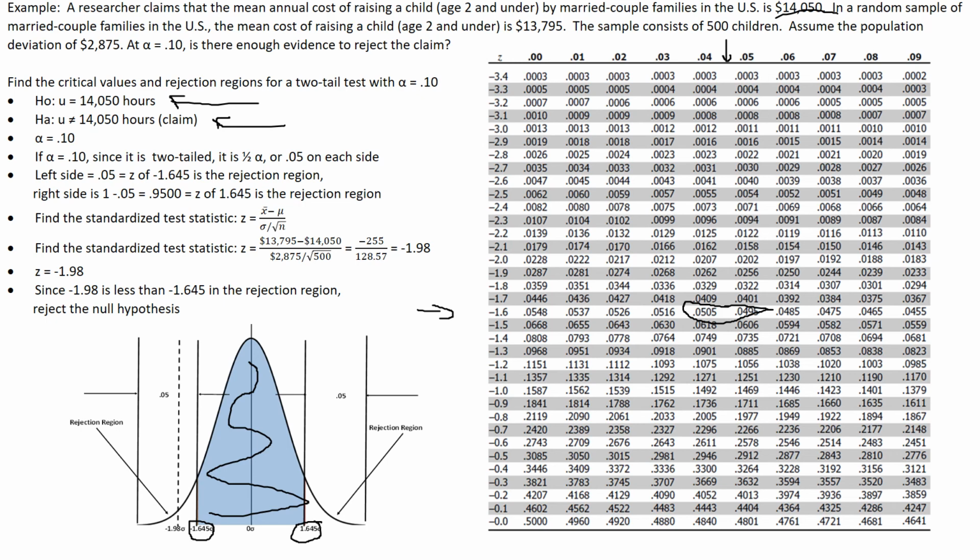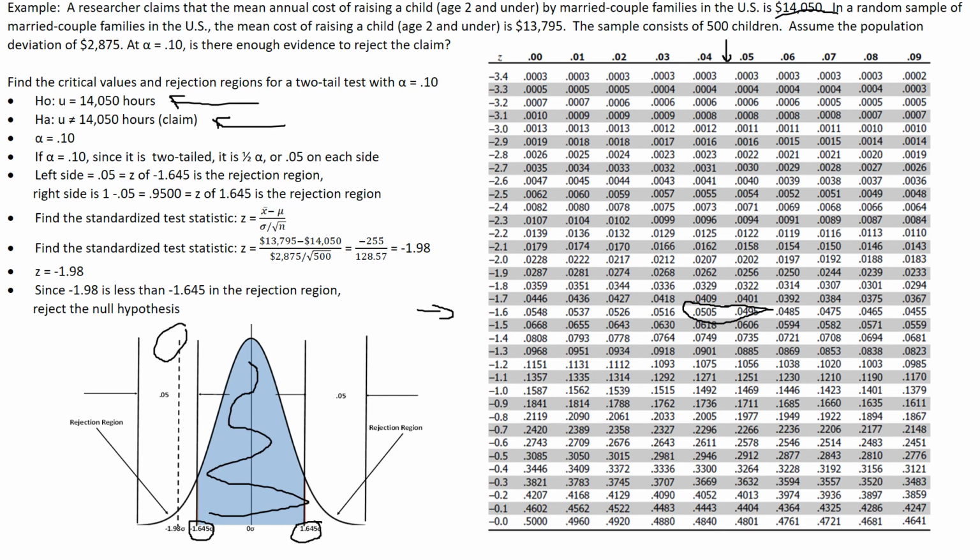13,795 is the sample mean of this person's 500 children. Population mean is 14,050. 13,795 minus 14,050 is negative 255. Divide by the population deviation, 2,075, and that's divided by the square root of the number of samples, 500. And it ends up being negative 255 over 128.57, which is negative 1.98. The z-score is negative 1.98.